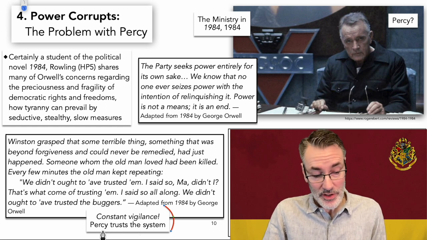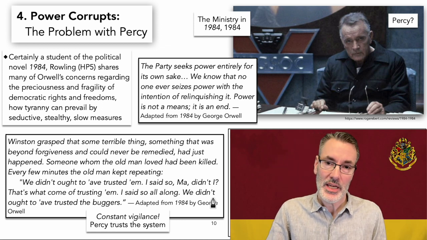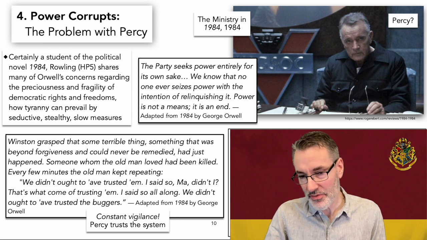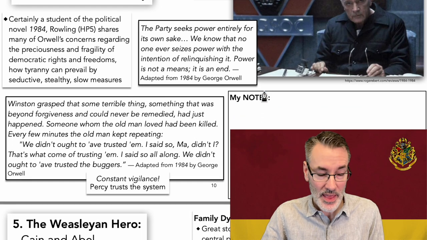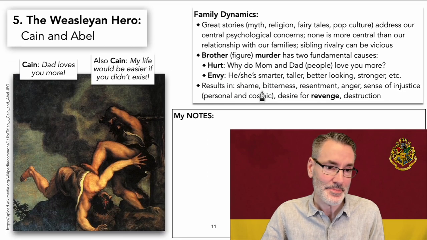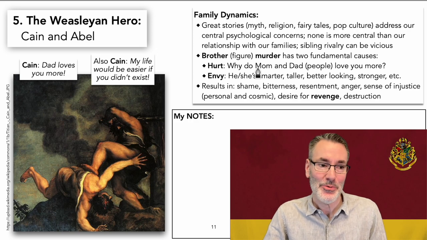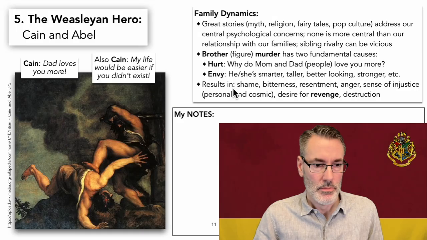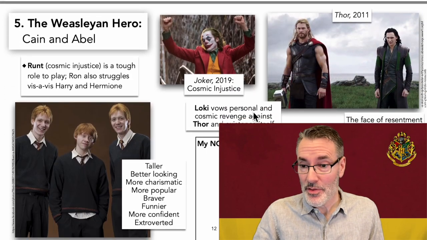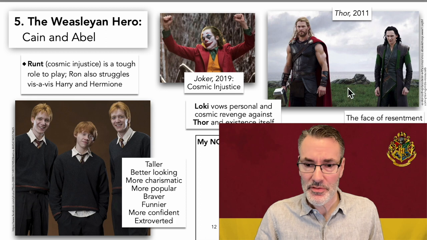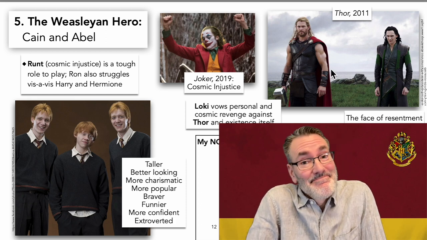We need constant vigilance. Percy trusted the system, perhaps with noble intentions at the beginning, but he was smart enough and noble enough to pull back from the brink. So do watch the movie if you haven't read the novel, and then go read the novel. It's really, really important. On a more optimistic note, the Weasleyan hero, the Cain and Abel story, how Ron overcomes his ressentiment. You are very aware of the Cain and Abel story, even if you're not aware of it. The brother murder theme, I talk about that in my Shakespeare videos a lot, but from popular culture, it's all over the place. You got two brothers, one is superior to the other. What do you do with that?